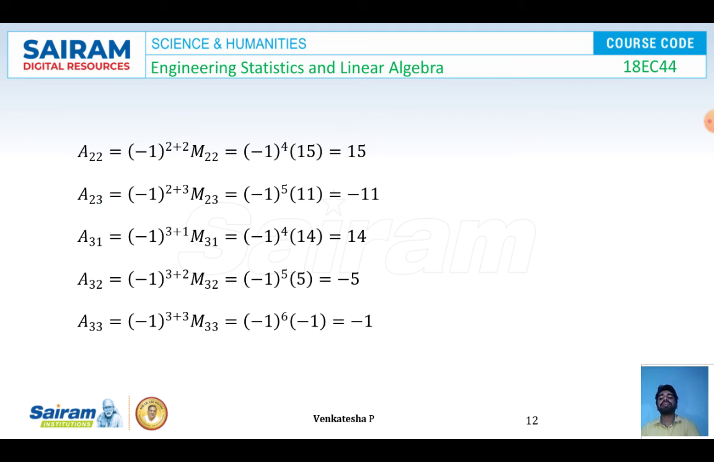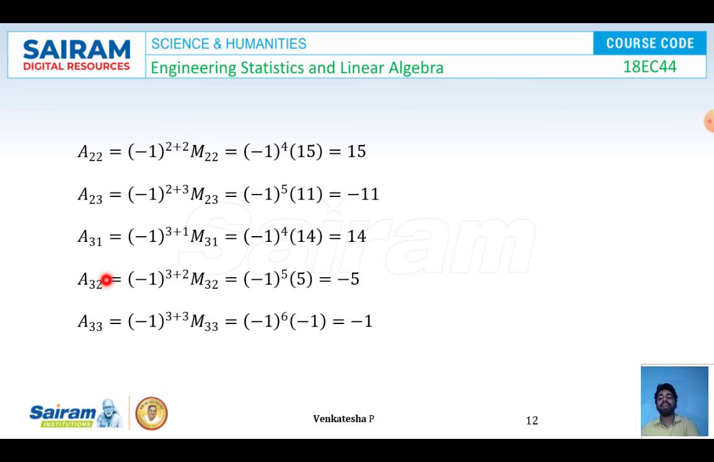A23, so A23 in the sense i is equal to 2, j is equal to 3. I'll be getting minus 1 whole power 2 plus 3 into M23, which will be equal to minus 1 whole power 5 into 11. I got the value minus 11. A31, so A31 in the sense i is equal to 3, j is equal to 1. So in the formula I'll be putting i is equal to 3, j is equal to 1. I got minus 1 whole power 3 plus 1 M31 is equal to minus 1 whole power 4 into 14, which is equal to 14.